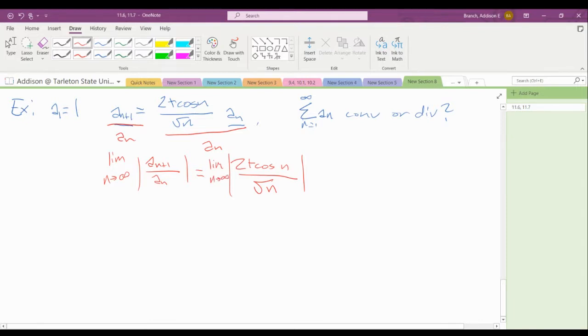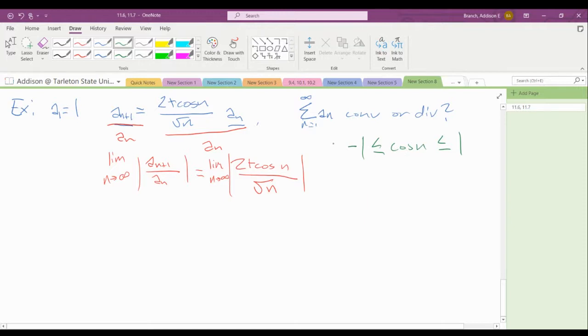So let's actually go ahead and look at this. On paper right now, there's really not much we can take care of, so we're going to have to be a little creative with our solution. We can see right here that we have a cosine of n. And we know, just based on our regular trig, that -1 is less than or equal to cosine of n, which is less than or equal to 1, because remember, that's the range of cosine.